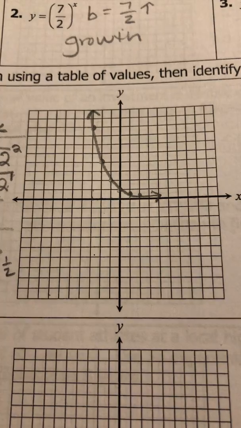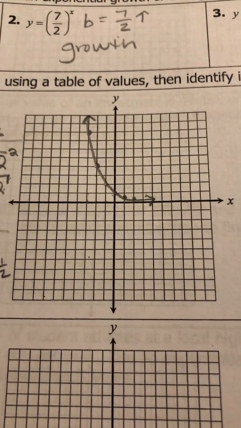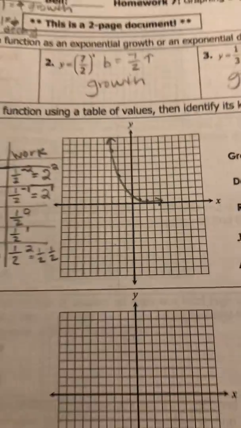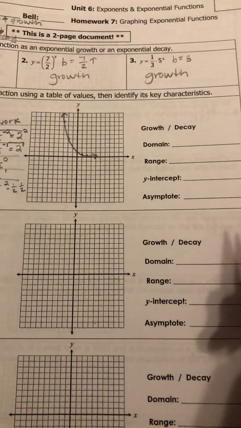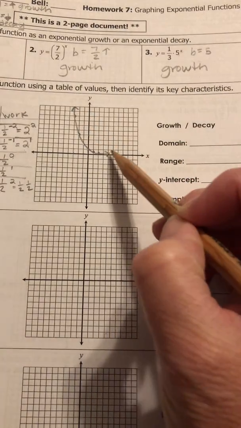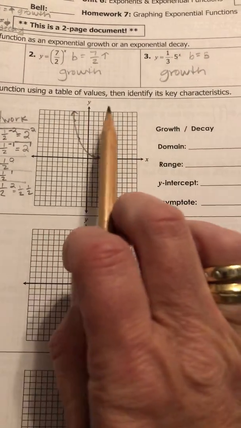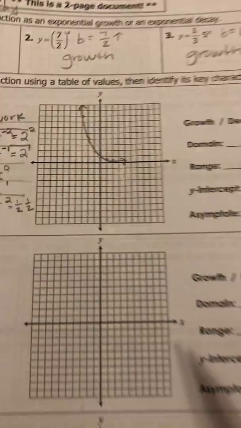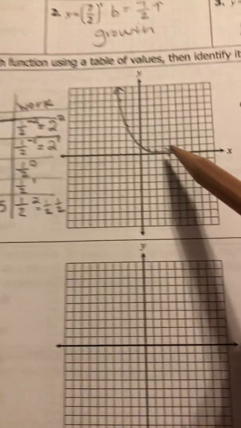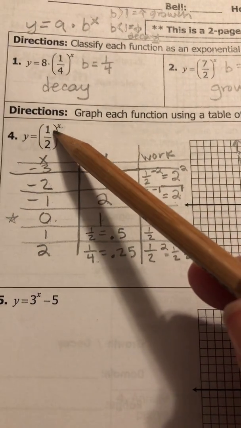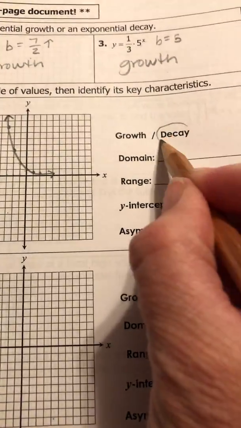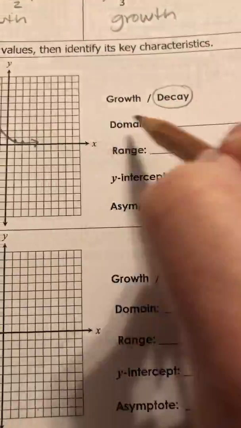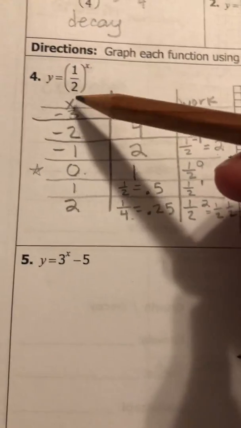What I just did is graph an exponential function, and I made it visual by doing it. So here's my work, here's my function table, and here's my graph. Now I have to characterize this. First of all, is this growing? As we go to the right, is it getting bigger? Well, it's not. It's actually dropping really fast. And if I look back to my b value, which is about half, that is less than 1. So this is decaying really fast. So that becomes decay.